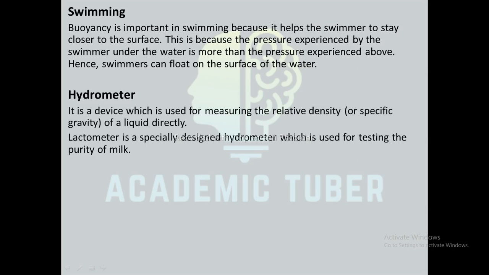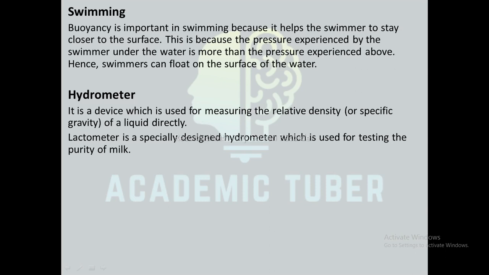Next one is hydrometer. Hydrometer is a device which is used for measuring the relative density or specific gravity of liquid directly. It consists of a glass tube and has a bulb at one end. The bulb is partially filled with lead shots so that it stays vertically in liquid, and the shots are sealed with wax over it. It has a wide evacuated body and a narrow stem. On the stem, it has a scale with marks.